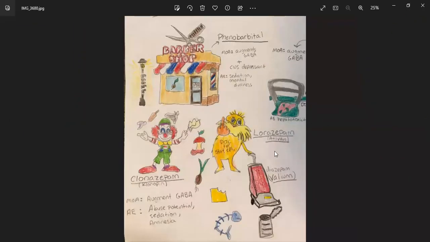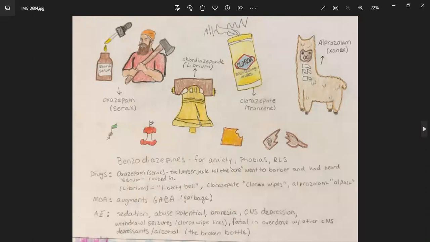And then you had your benzodiazepines, which again, just a reminder, they augment GABA. They cause sedation and abuse potential, are CNS depressants, and can be a fall risk and also cause amnesia. And so we have a barbershop for phenobarbital. We have a clown for clonazepam. We have the Lorax for lorazepam. And then he is vacuuming for Valium. More benzodiazepines.